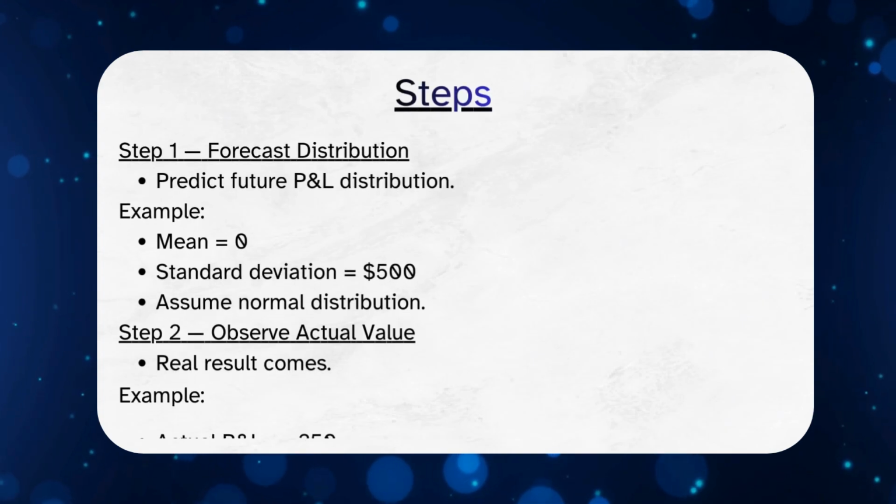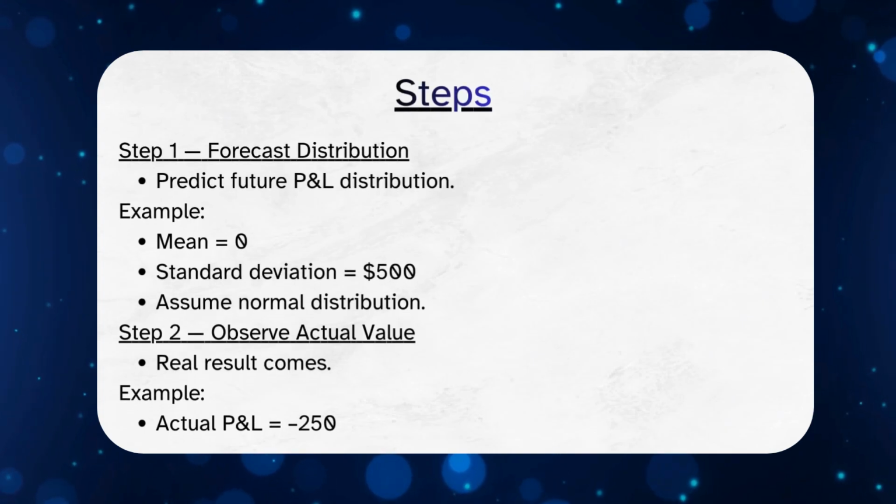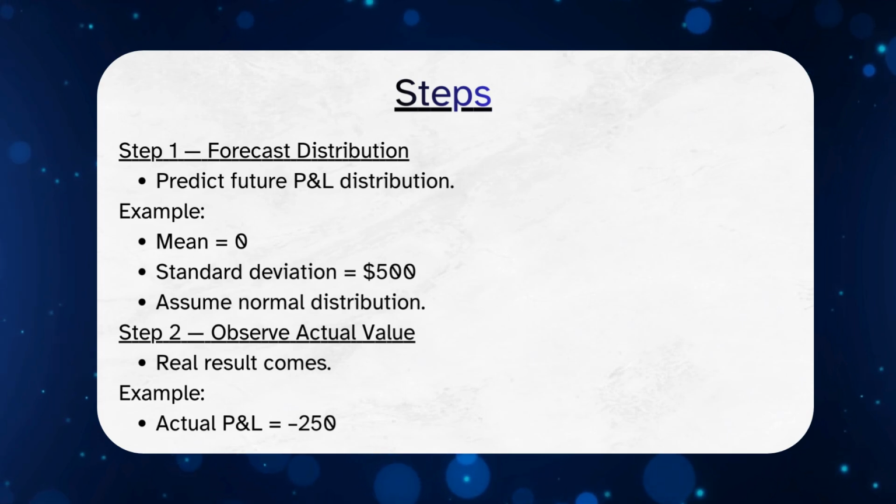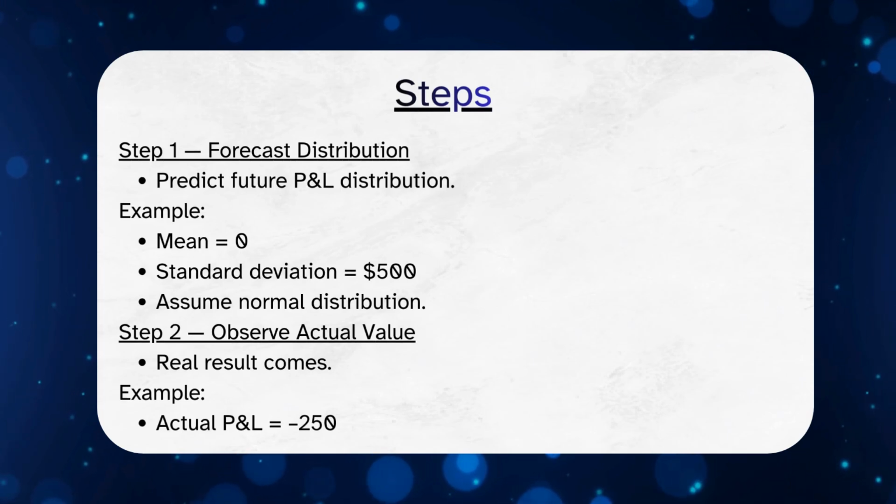Coming to steps, there are 4 steps of PIT. Step 1. Forecast the future. The model predicts tomorrow's P&L distribution. Maybe mean equals 0, standard deviation equals 500, assuming normality.